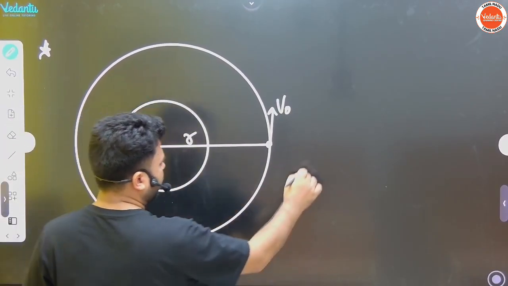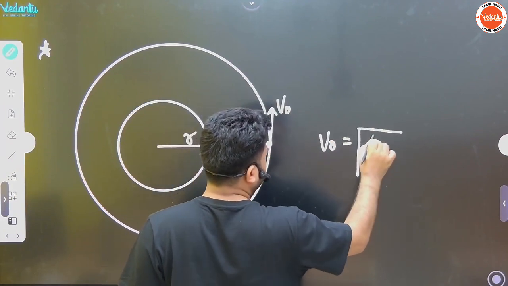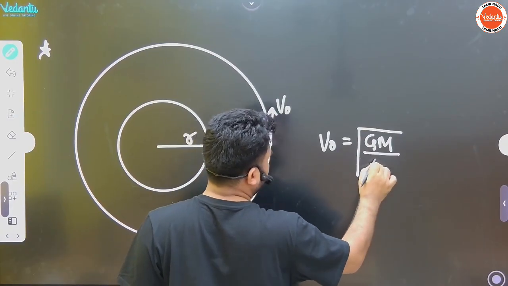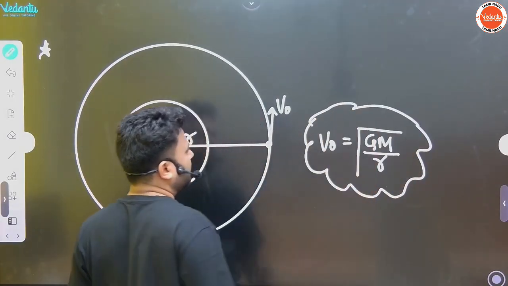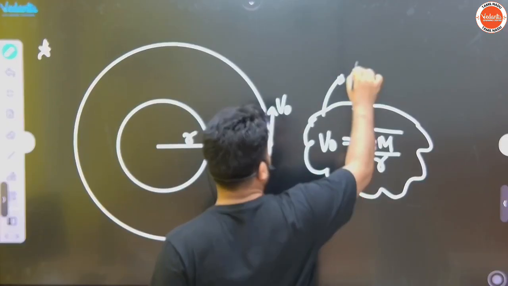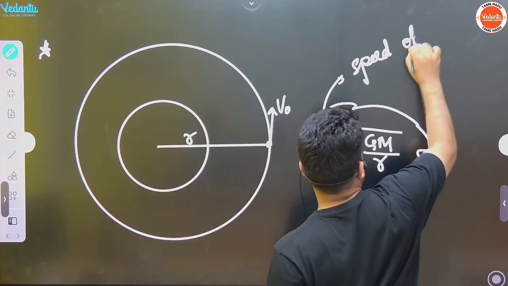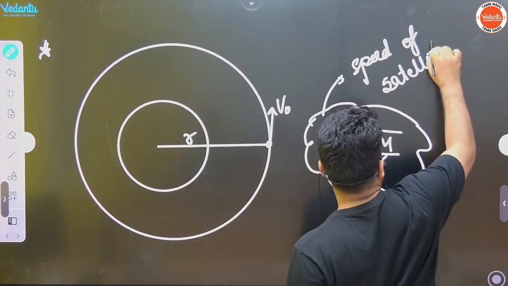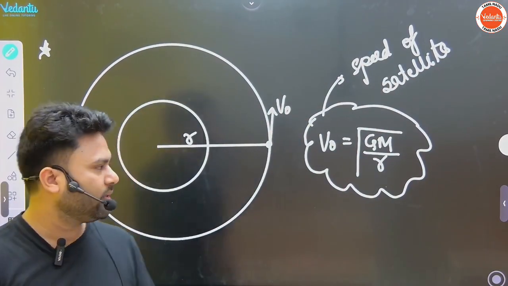So always remember, speed of satellite formula is under root GM by r, same like escape velocity, but 2 will not be there. Under root GM by r. This is the speed of satellite. The satellite is orbiting the earth, means revolving around the earth.